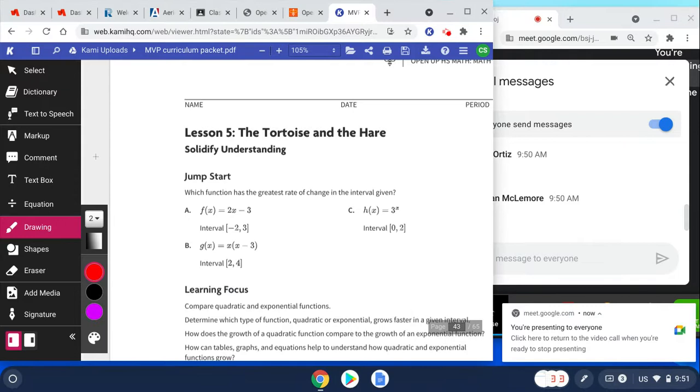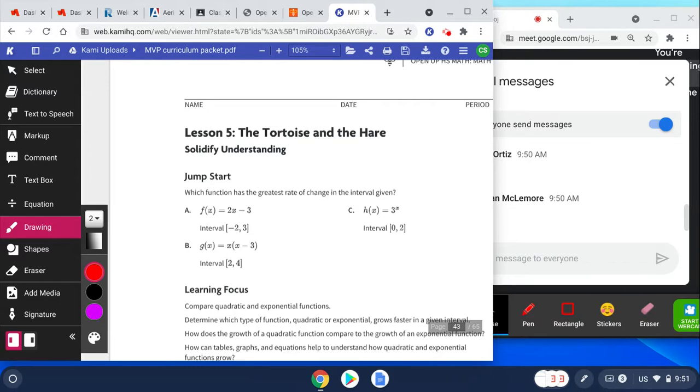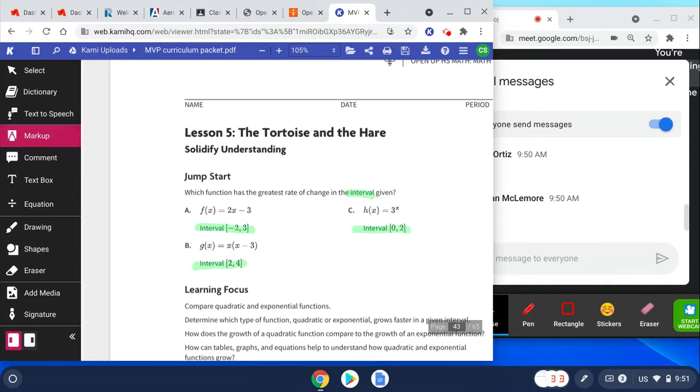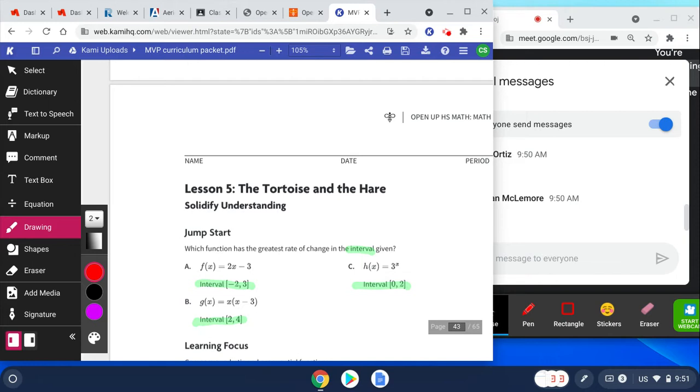The jump start is reminding us about this thing called interval notation. Right here, they're giving us some intervals to talk about some different graphs. So let's take a couple of notes about this real quick in case we don't remember. What the heck is interval notation? I'm just writing this up at the top blank space of your page.